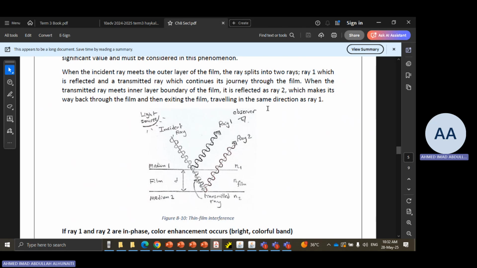If they were in phase, then we get constructive interference. You will see a bright color. If they were out of phase, then destructive interference will take place. You'll see a darker color. Now, what does this depend on? It depends on several factors. One is the thickness of the film, and two, whether or not ray 1 and ray 2 were inverted or not inverted.